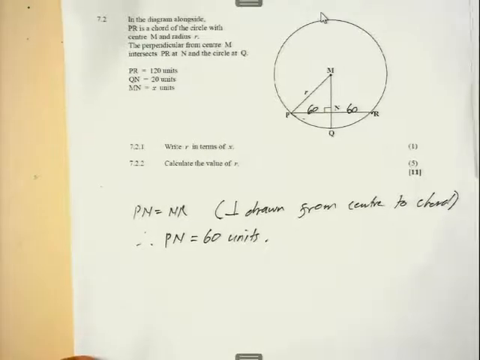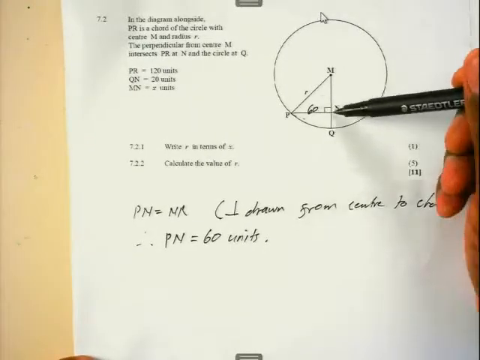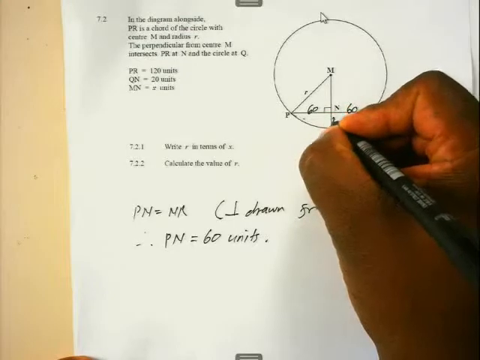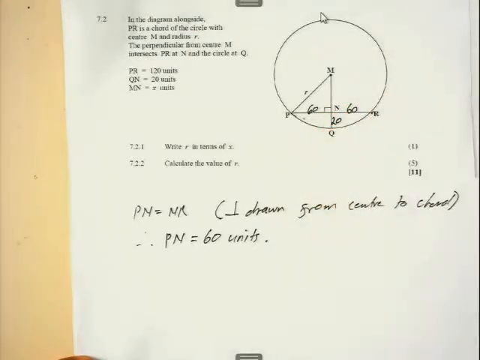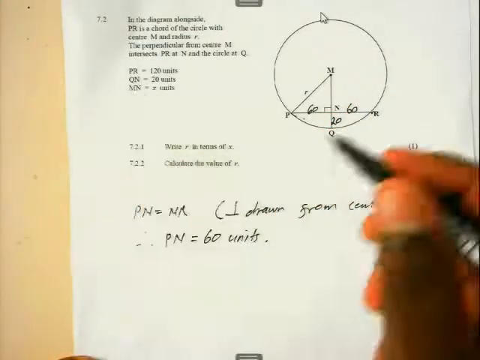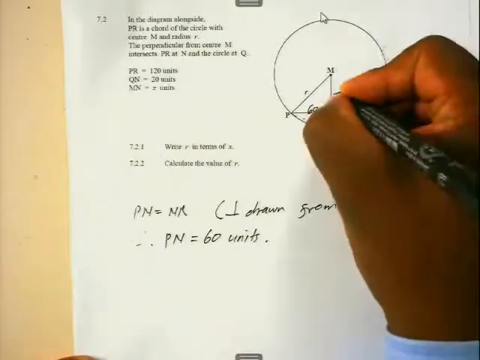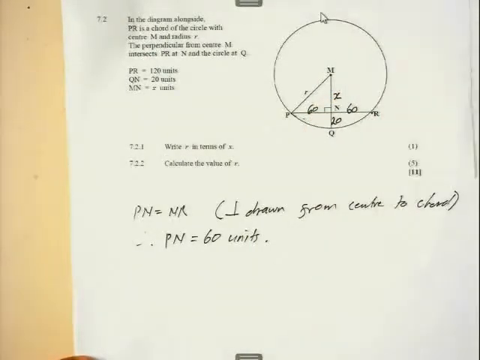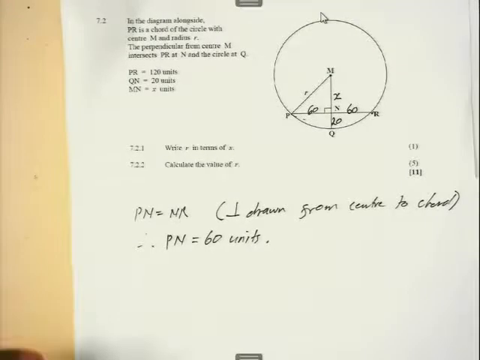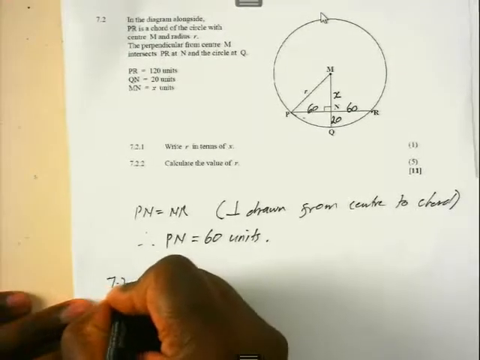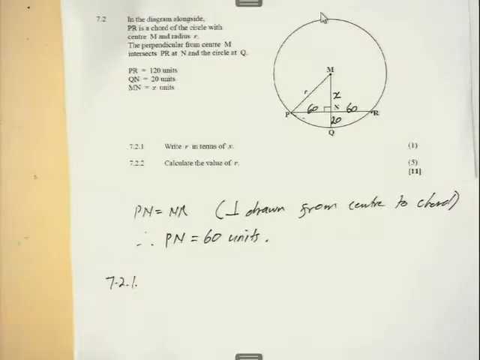QN is 20. What is QN? Check QN. QN, this distance here, is 20 units. And then MN is X. MN is X. Thank you. The first question, 7.2.1. Let's answer that. For 1 mark, write R in terms of X.